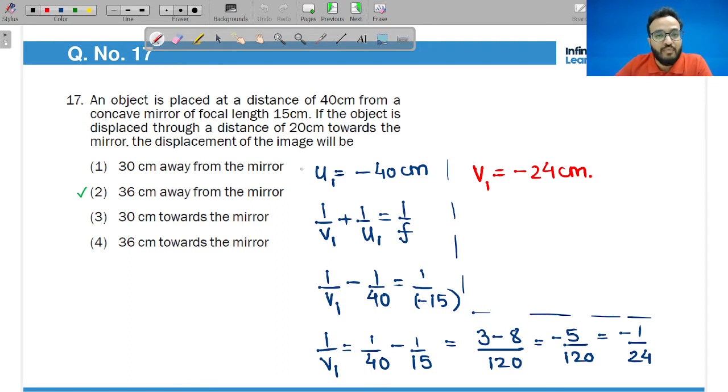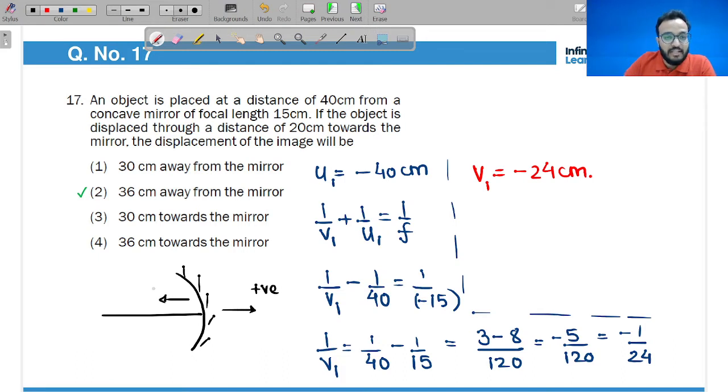So first I have taken U1 as -40. This is a simple reason. This is a concave mirror and I treat in a concave mirror that this direction of measurement is positive and this direction of measurement is negative from the pole. So if the object is here, obviously U is measured in this direction and focal length is also measured in this direction. That's why U and F both are taken negative, right? So U is taken -40 and F is taken -15. Put the values, V comes out to be -24 centimeter. That means V comes out to be on the same side as our object, right?